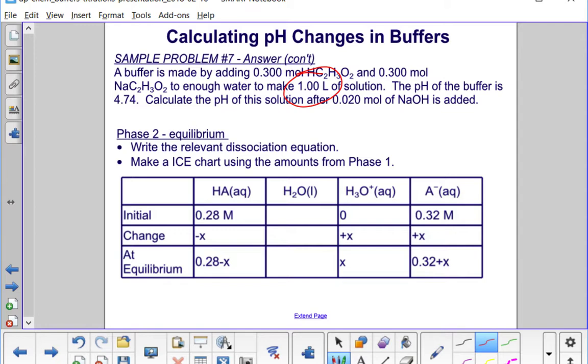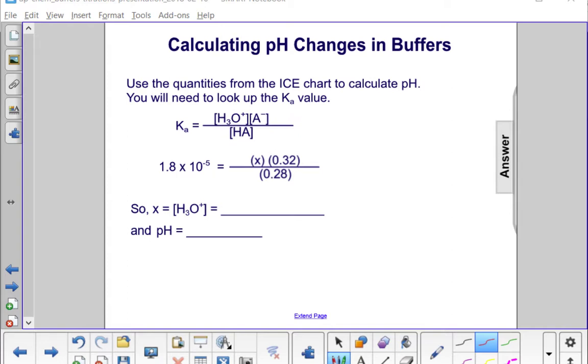And then of course I create my ICE table. My change is minus X for the acid, plus X for the hydrogen ion and the conjugate base. And again, when we solve, we'll assume these changes are small enough to ignore. We use the quantities from the ICE chart at equilibrium to calculate the pH using our Ka expression. I've written the Ka expression there. You will have to look up the Ka value if it's not given.